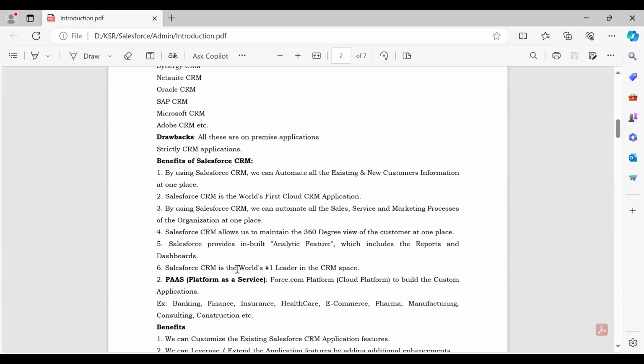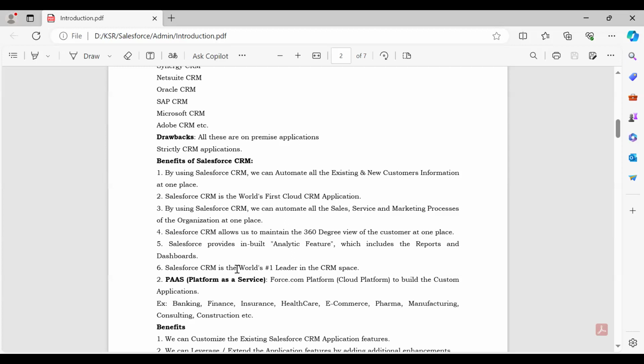By using the Salesforce CRM application, or whatever the products which are offered by Salesforce to their customers, they cannot be used for all the industries.